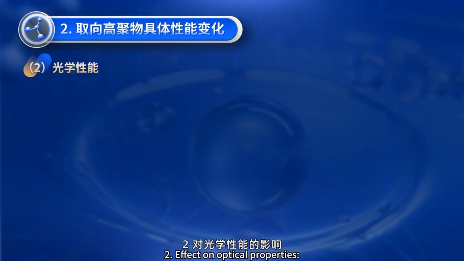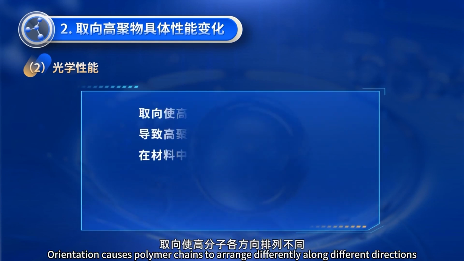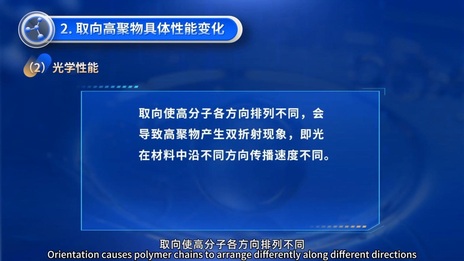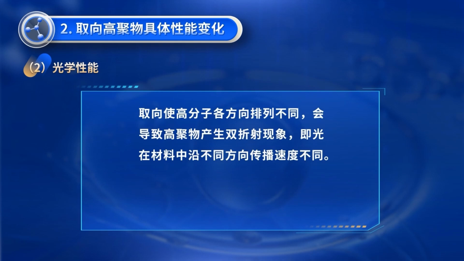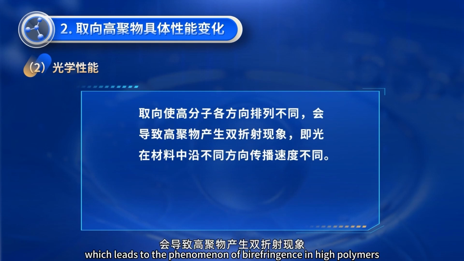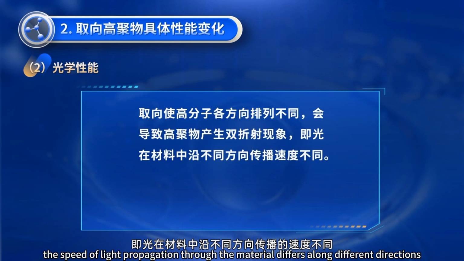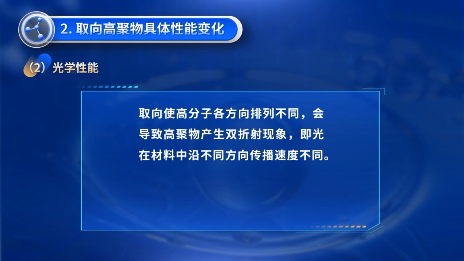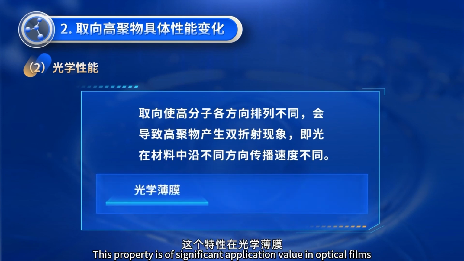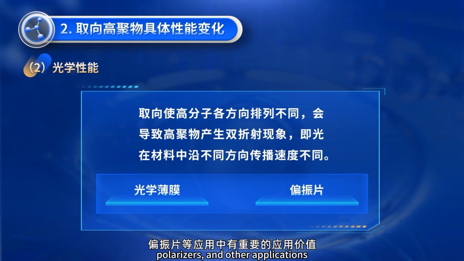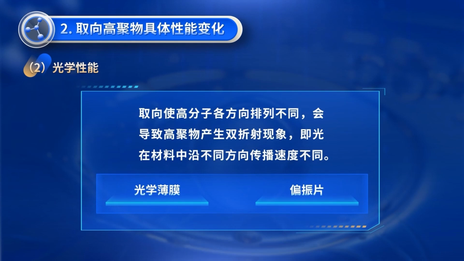Second, effect on optical properties. Orientation causes polymer chains to arrange differently along different directions, which leads to the phenomenon of birefringence in high polymers. That is, the speed of light propagation through the material differs along different directions. This property is of significant application value in optical films, polarizers, and other applications.